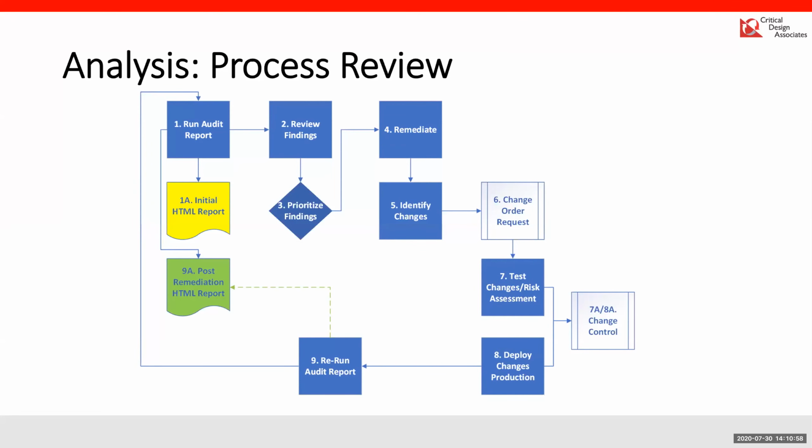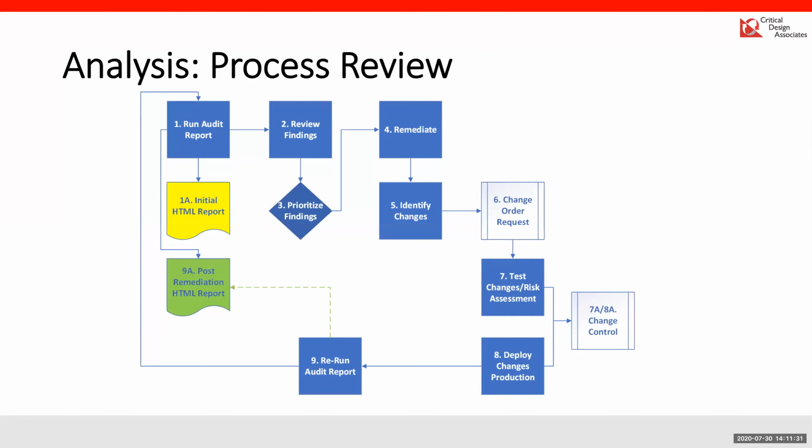All right, so again, when we're building out the FPLM program, we're going through analysis and we're looking at the processes. This is obviously a very simplified process because it had to fit on my slide. So the first thing we're doing is running an audit report. We're reviewing the findings. That initial report we save as HTML or PDF, it's arbitrary, but that is our initial artifact. So you see the yellow and the green, this is our before and after. And we have a basic feedback loop here.